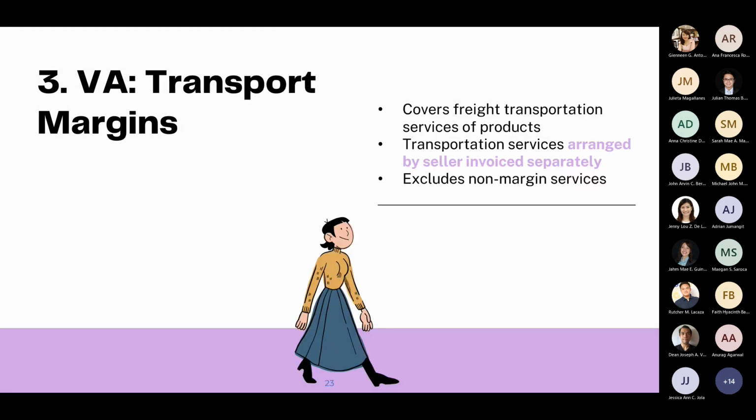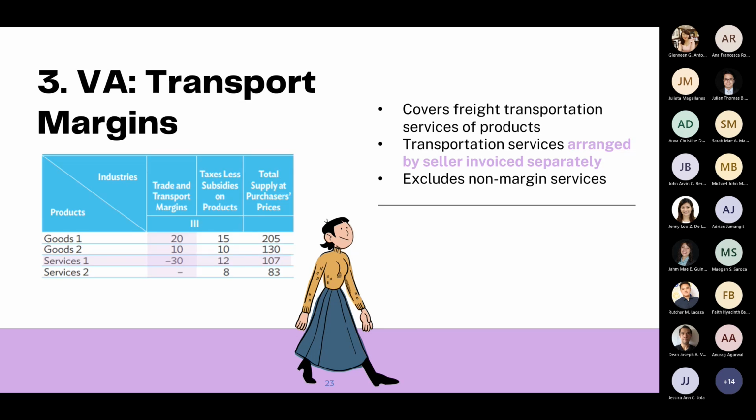Moving on to transport margin. So this is sometimes a separate column, sometimes just one column in the supply and use table. This will cover freight transportation services of products. And we have keywords here again. These would cover transportation. These transportation services covered here are those that are arranged by sellers and must be invoiced separately.